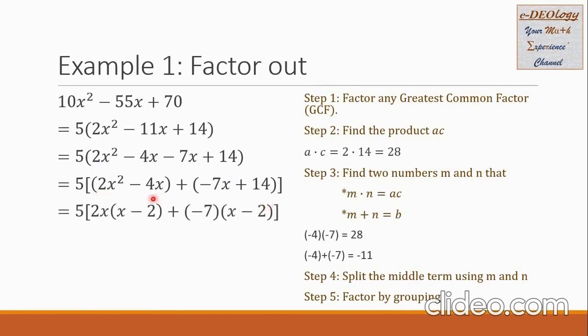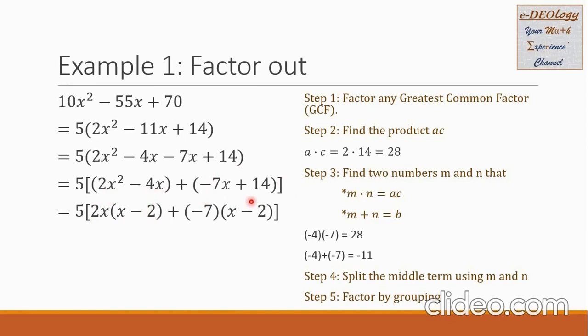So in here we can see that 2x is the GCF. So we put the 2x outside. What remains inside for this term will be x, and for the negative 4x, what remains is the negative 2. If we want to check if our factoring is correct, we can multiply 2x times x. We will get back the 2x squared, and then 2x times negative 2, we will get the negative 4x back.